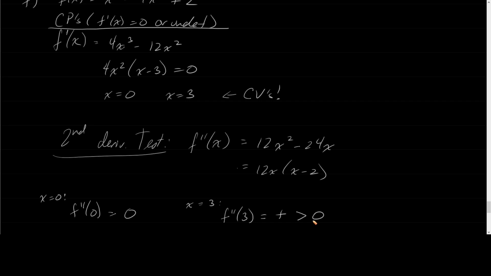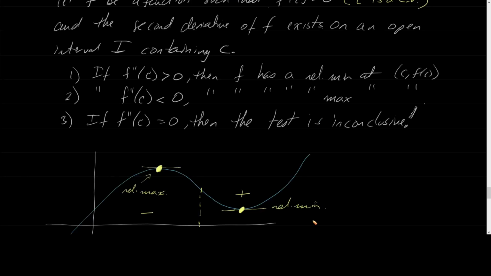So now let's look at what we had said over here about how to classify them. If it is greater than 0 at our critical point, we know that it is a minimum. If it was less than 0, it's a maximum. And if it's equal to 0, then it's inconclusive.